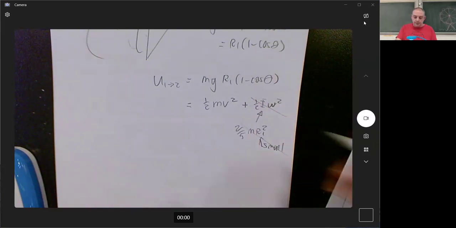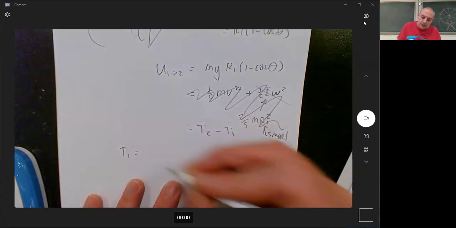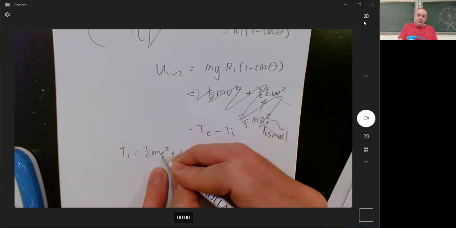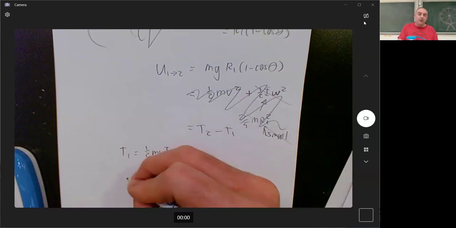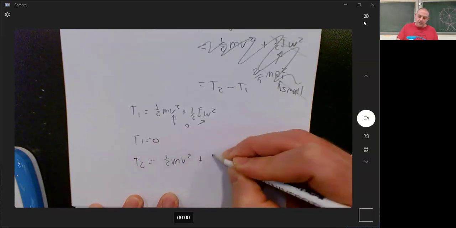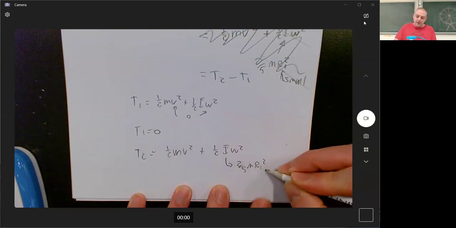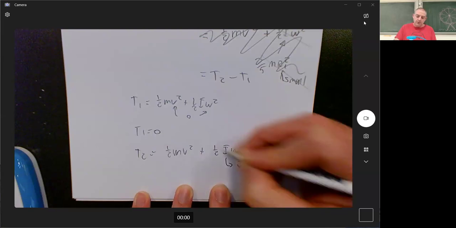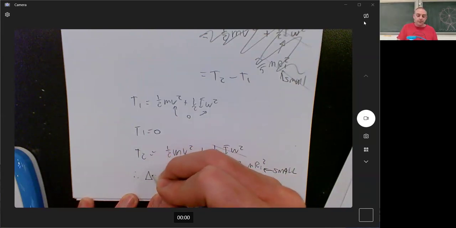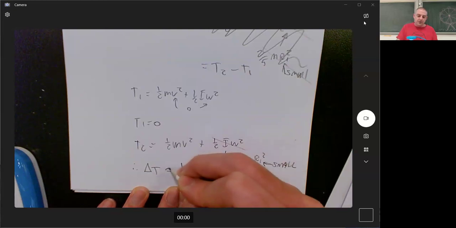Okay. So just, but wait. Just to be clear, this should be T2 take T1, right? And T1 will be half of mv squared plus half of I omega squared. But these are both 0 at the beginning because it goes from rest. And so T1 is 0. And then T2 will be half of mv squared plus half of I omega squared. And then we do know that this is 2/5 of mr1 squared, which is small. And so we cross that out. And this minus 0 is, okay. So therefore the change in T is just half of mv squared, approximately. That's what we're saying?